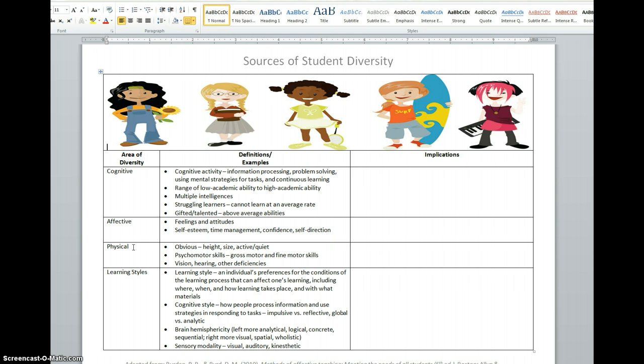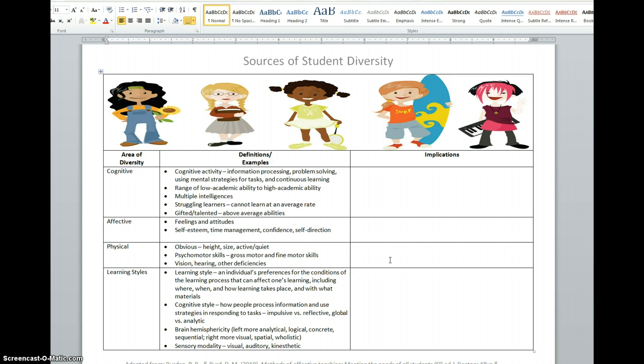A third category is physical. This is an obvious one. When we think about height, size, we have real active students who are always moving. We have quiet ones who could sit in the back row and never make a noise. So some of those physical differences. The psychomotor skills, you've probably learned about gross motor skills involving the big things, the jumping, the running, the kicking, but also fine motor skills, things involving like penmanship or fine artistic detail. But students also may have vision difficulties, hearing difficulties, and other things that get in their way physically.